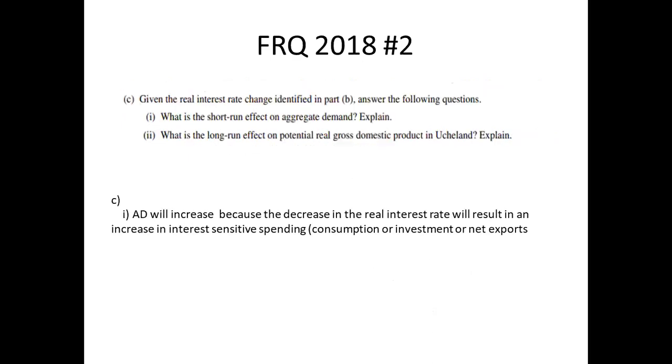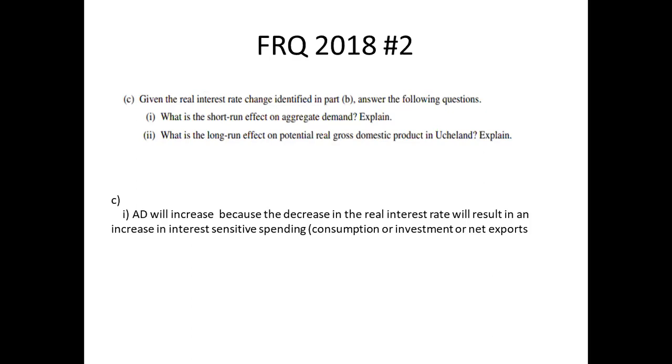All right, Part C, given the real interest rate change identified in Part B, answer the following questions. What is the short run effect on aggregate demand? Explain. What is the long run effect on the potential gross domestic product? So aggregate demand is going to increase because the decrease in the real interest rate will result in an increase in interest sensitive spending. What does that mean? Consumption, investment, net exports. Things that are going to increase based on the interest rate dropping.